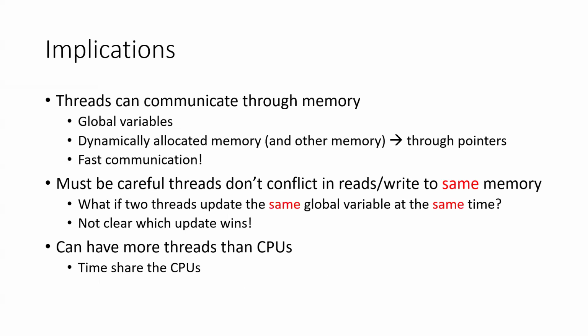So that implies the threads can communicate through the memory in a very fast manner. You can write to a variable, another thread can read that variable and see whether it changed or anything like that. We can use the global variables or the dynamically allocated memory through pointers for fast communication. But you have to be careful that the threads are not conflicting in reads or writes to the same memory.